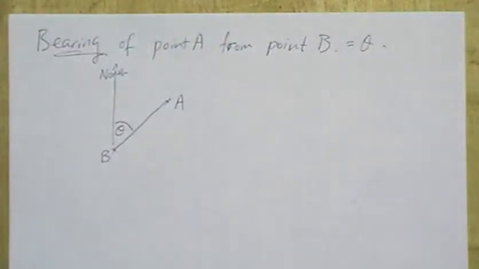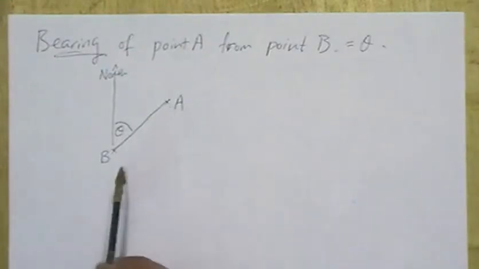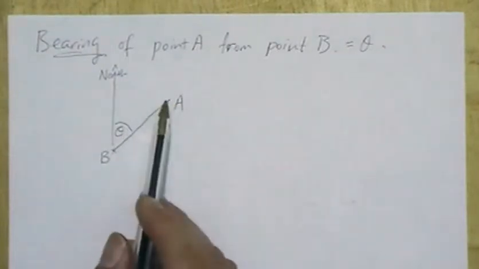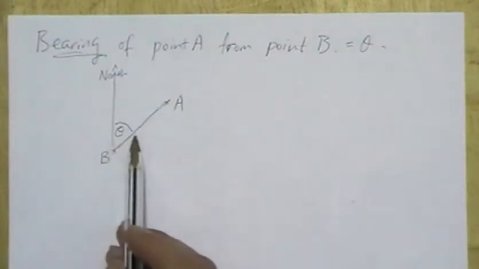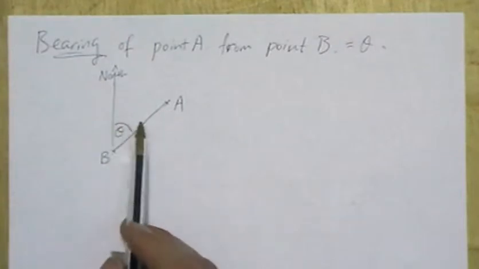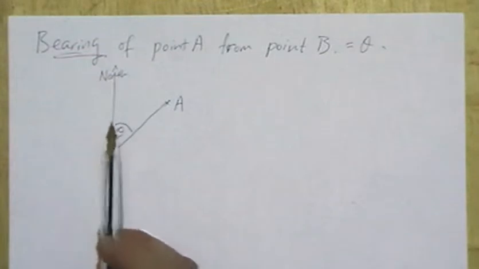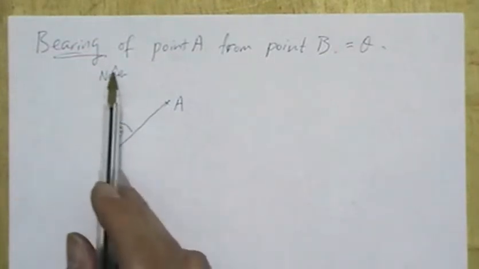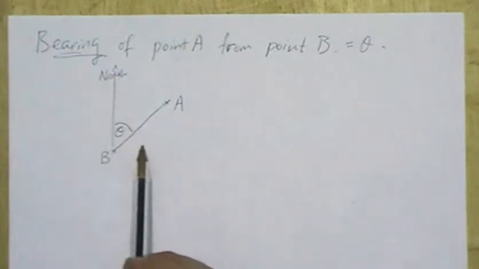In other words, the bearing gives us the direction of A from B. But to tell the direction using an angle, we must refer the angle to some other direction. So in this case, the direction north is normally used.